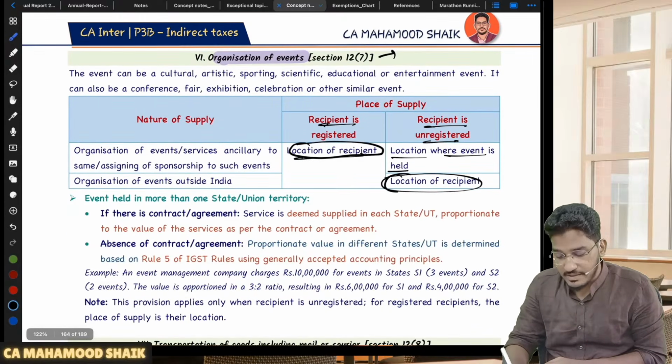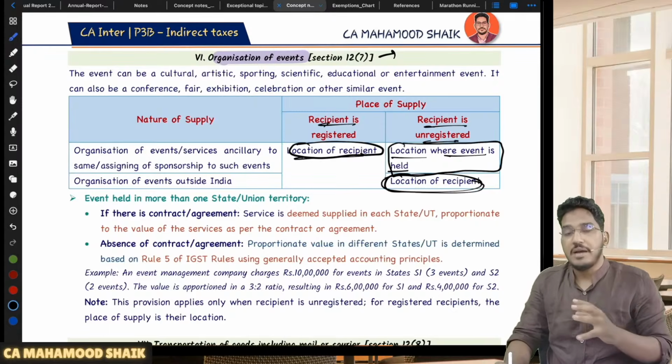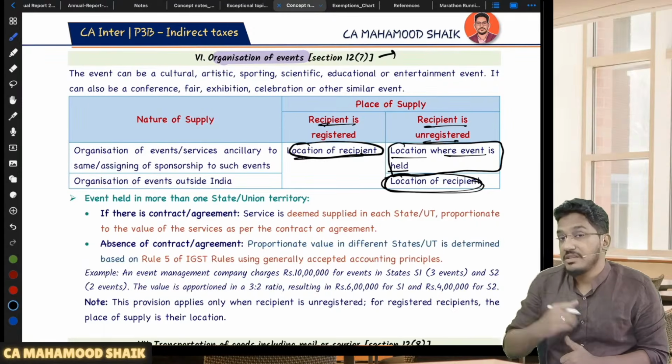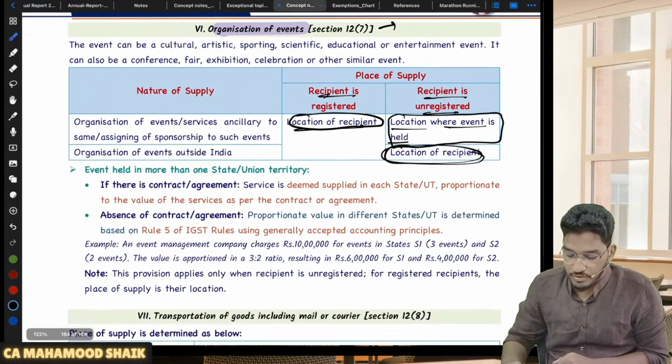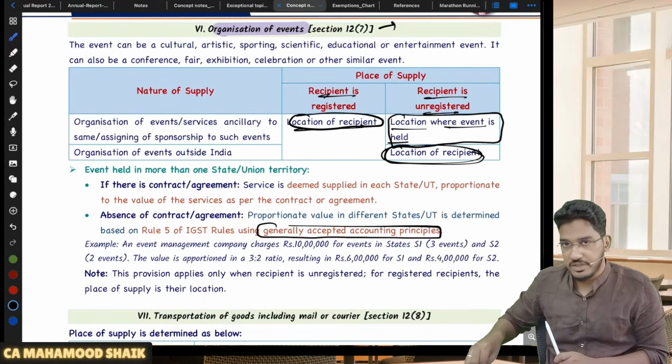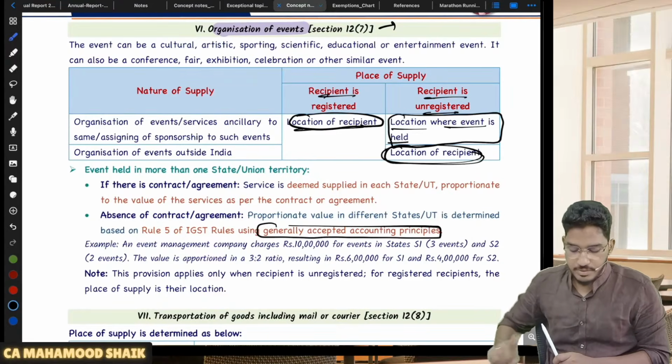Next, in this typical scenario, let us say the recipient is an unregistered person and the event is happening in more than one state, then what will happen? Then also you have to divide the value among all the states and union territories. In which ratio do I have to divide? You have to follow generally accepted accounting principles. In that case also you will refer to the contract or agreement. If the contract or agreement has some bifurcation, we will follow that. If there is no bifurcation, or the contract or agreement is silent on the bifurcation, then we will decide it as per generally accepted accounting principles.